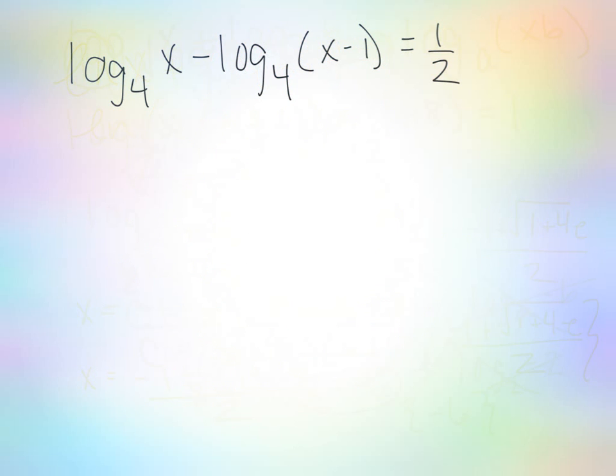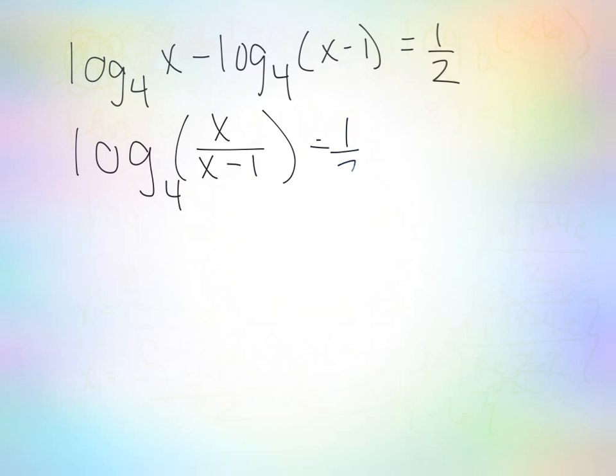Okay, and now we're going to use other rules with this logarithm equation. So before we had that if the logarithms have the same base and you're adding them, then you can multiply the things here and here together. But now it's a minus sign. So what you're going to do when that happens is use the rule that says you divide them. So this actually becomes log of x over x minus 1 base 4 equals 1 half.